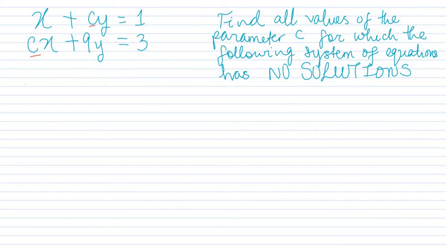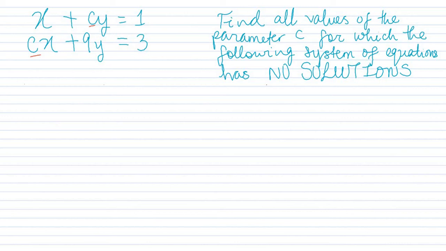So they want you to determine every single value of the parameter c where, when you solve the system of equations, there is no solution. That is what is required for it to be the answer. So find all the values of the parameter c for which the following system of equations has no solution. So you have x plus cy equals 1 and cx plus 9y equals 3.